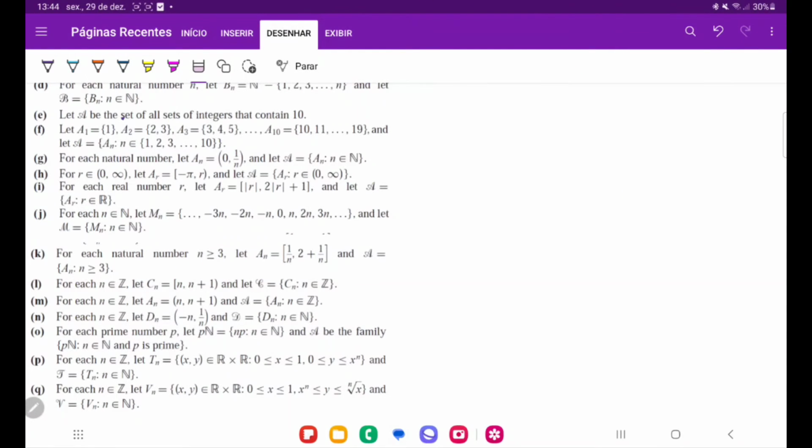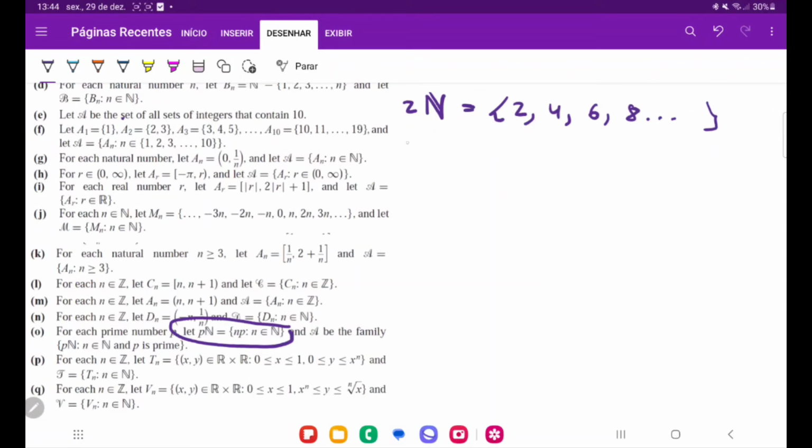Okay, so for item O, we're saying that A is the family of pN, where N is a natural number and p is prime. And so let me just highlight this here. So this set here, let's see, the first prime number is going to be 2. So 2N is going to be the set of all the natural numbers multiplied by that prime. So we're going to have 1 times 2, which is 2, 2 times 2, which is 4, 3 times 2, 6, 8, and so on, right?